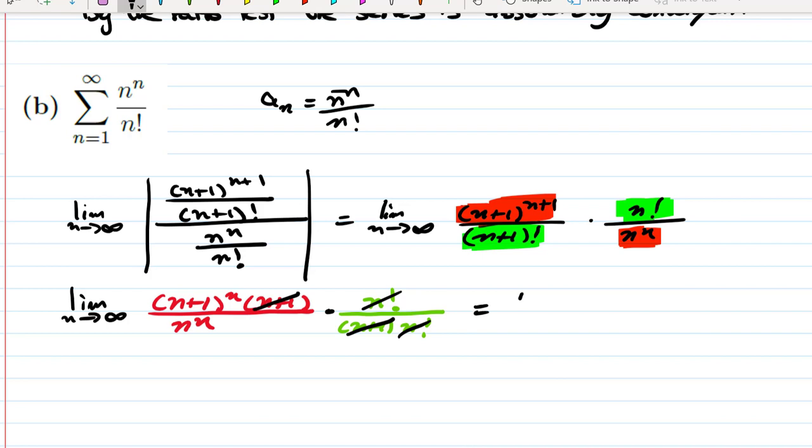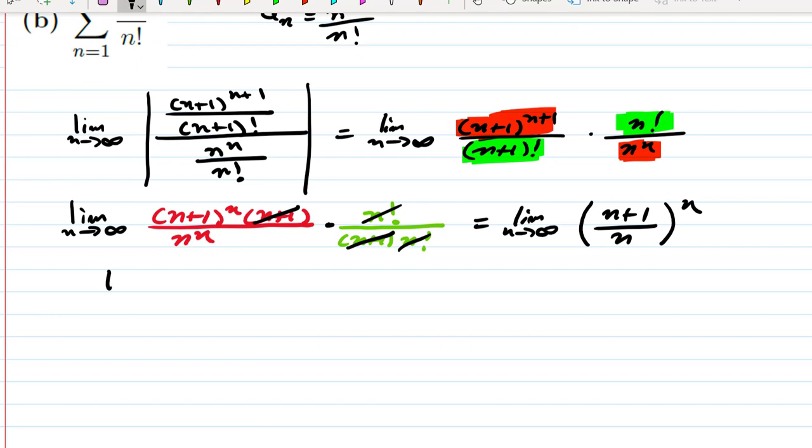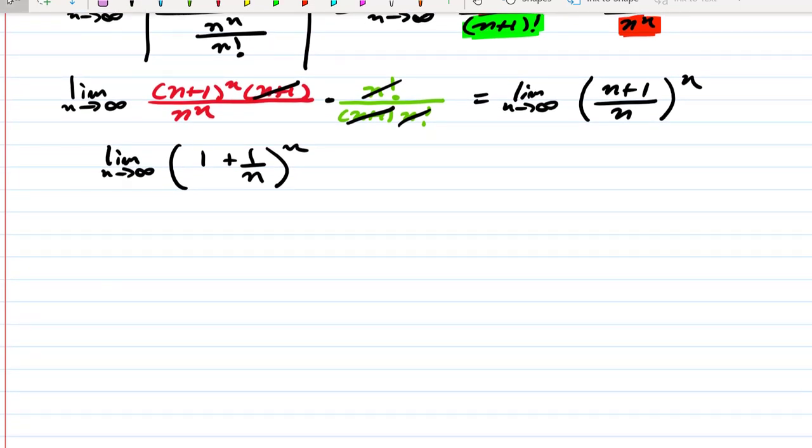So we can combine these together. So the limit as n goes to infinity, and rewrite that as (n+1) over n, all raised to the n. And we need to determine if this converges. So by termwise division, we take the limit. That's going to be (1 + 1/n)^n. And if you remember back to Calc 1, this actually converges to the number e, but let's see why.